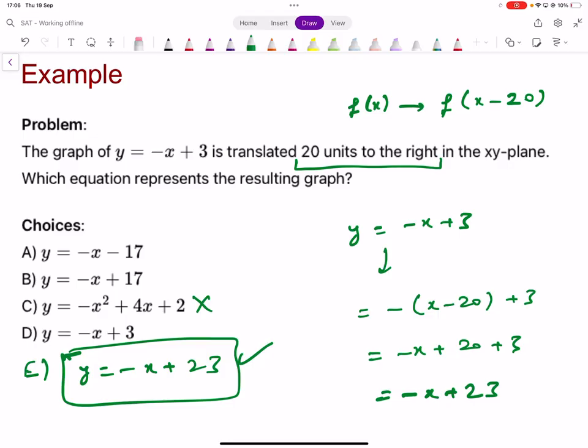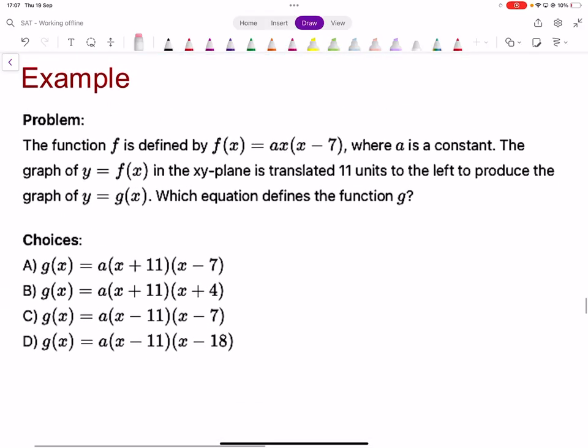Is that all right? Does everyone understand the logic of it? No? In place of x you had to put x minus 20, so it will come in the bracket this way. So that's minus x plus 23. That is supposed to be the correct answer. Okay? All right. Let's try this now.